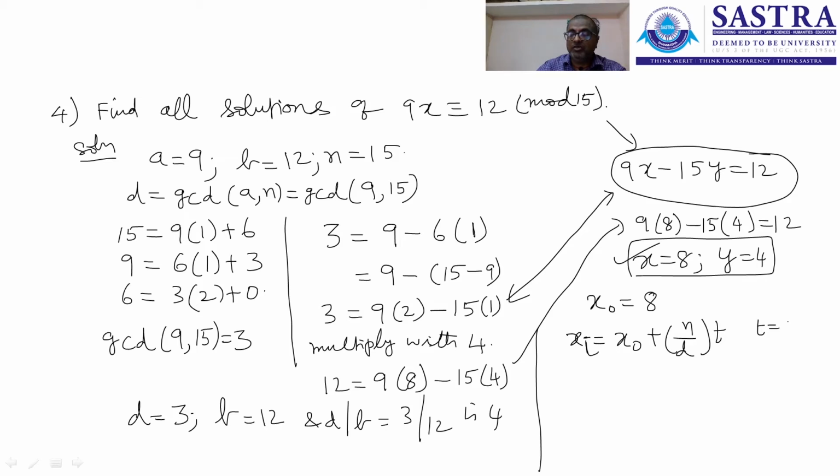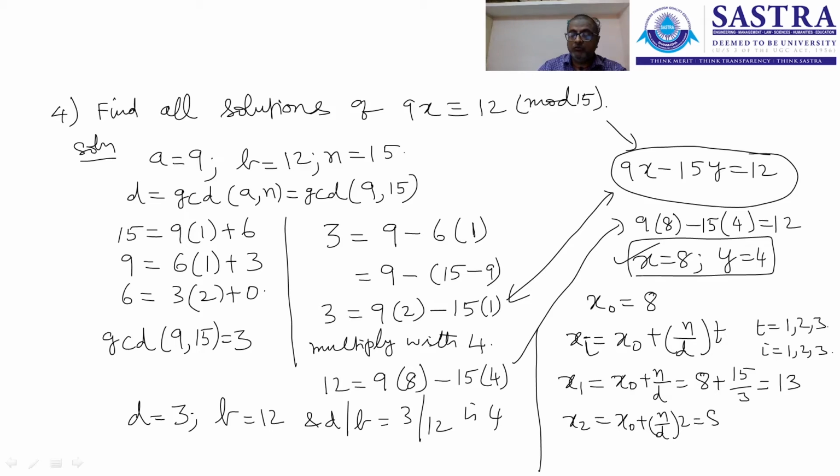0. When I take 0, I have this 1, 2 and 3, and the i would be 1, 2, 3. Now what do I get when I take x1? This would be x0 plus n by d, which would be 8 plus 15 by 3, and 15 by 3 is 5, so I'll have 13. And similarly, x2 would be x0 plus n by d into 2, which would give you 8 plus 15 by 3 into 2, which would give you 18.